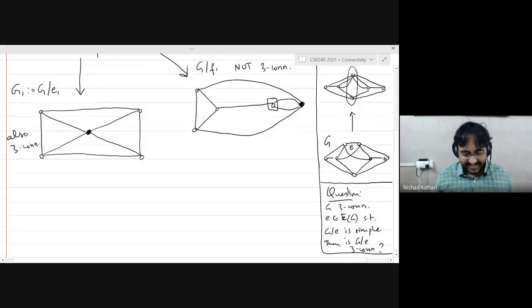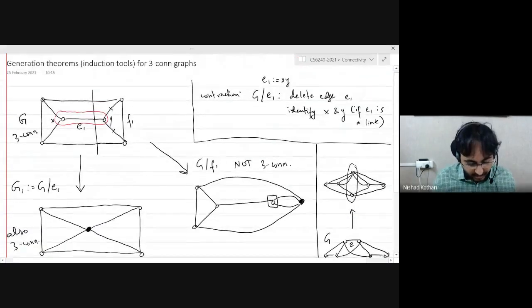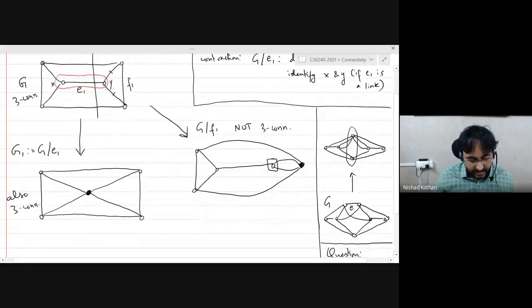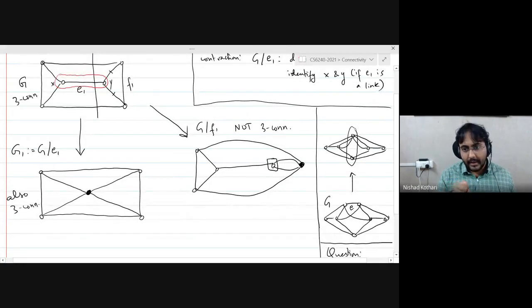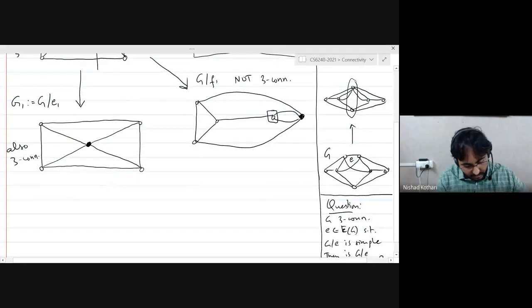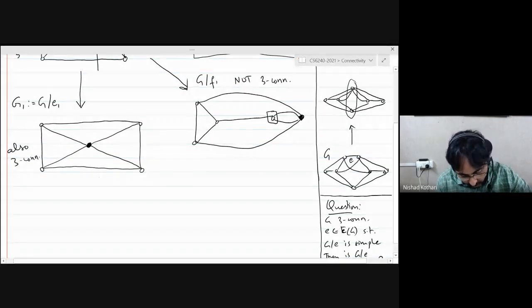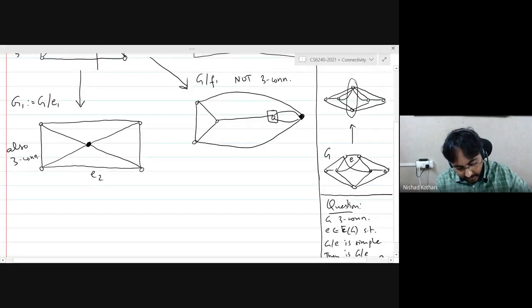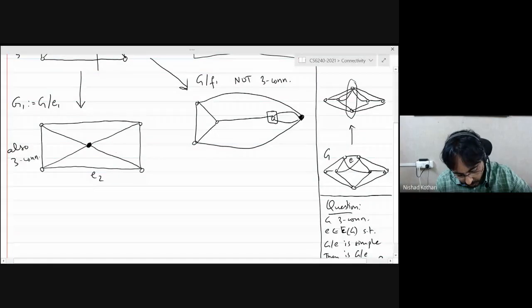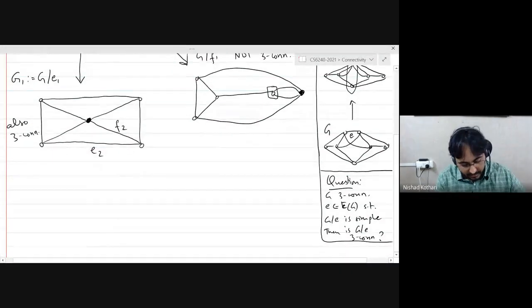Okay, thanks. Good. All right, so coming back to our example here, we have an edge E1 such that when we contract it, we get a three connected graph as a result. Okay, now let's think about this graph here. What about this graph, G1? Can we find another such edge? Again, there are two types of edges. One type of edge is E2, the edges of the outside quadrilateral or four cycle. And then another type of edge is F2. So let's just draw both of these possibilities.